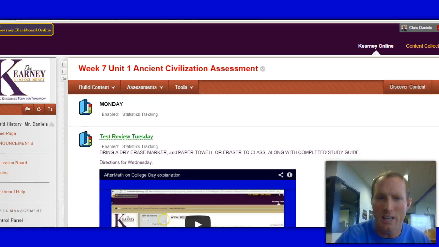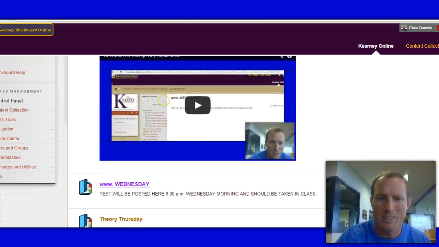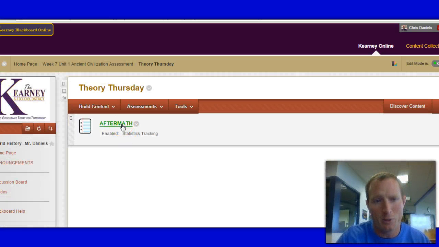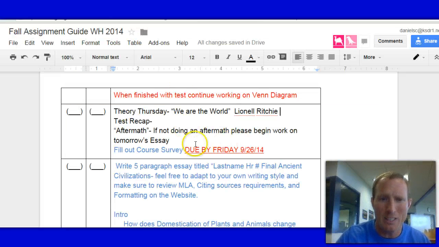Here are the directions for Thursday. On Thursday, you are going to be working on your aftermath. If you look at the assignment guide, it also says that you will have time to work on your Venn diagram on Thursday. So when finished with the test, continue working on the Venn diagram. Thursday is going to be time for the Venn diagram.